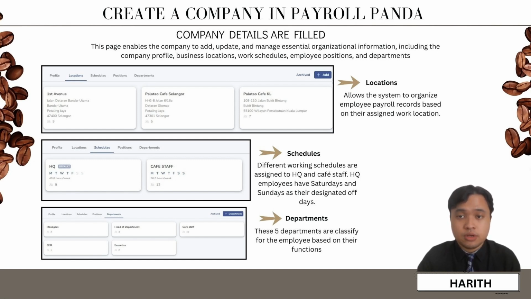For department, go to the Departments tab and click Department to add a new department. Simply enter the department name and save it. Repeat the process for all departments in the company, such as CEO, managers, head of department, executive, and cafe staff. This makes it easier to organize employees based on their department.